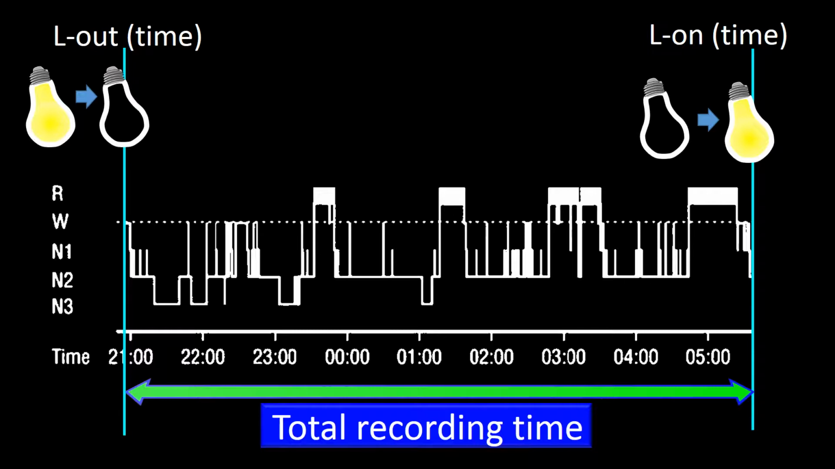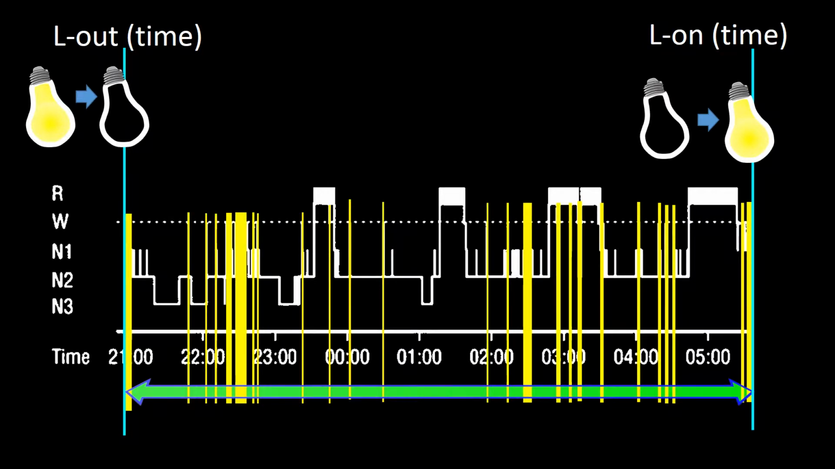Not all the time the polysomnogram is being recorded, the patient is asleep, as can be seen in this hypnogram. In this frame, I have represented with yellow lines the times and duration of the wake-up periods between light off and light on, as you can see. I have done so to highlight the difference between the time asleep and the time awake during the study.